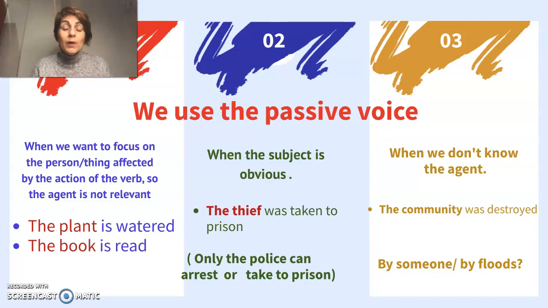And thirdly, when we don't know the agent, obviously, if we don't know the person who did the action, we cannot include it. So in the example I provide you with here, the community was destroyed. Well, the community could be destroyed by someone, by floods, by a hurricane, but we don't know. So what really matters is that it was destroyed.